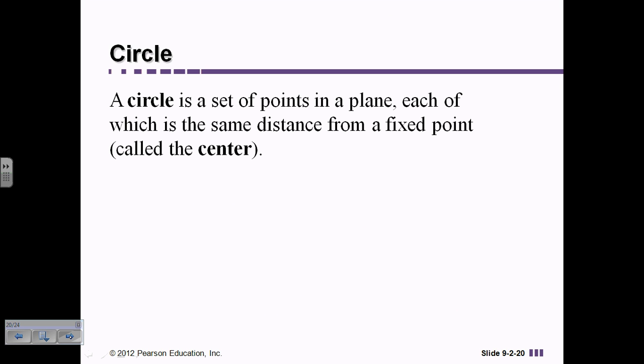Alright, so our next shape that we're going to talk about is circles. A circle is actually not a polygon because circles do not have sides. They do not have vertices and they do not have sides. A circle is a set of points in a plane, and each point is the same distance from a fixed point, and that fixed point is called the center of the circle.